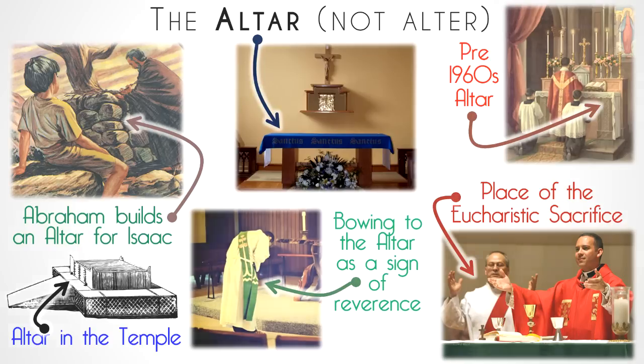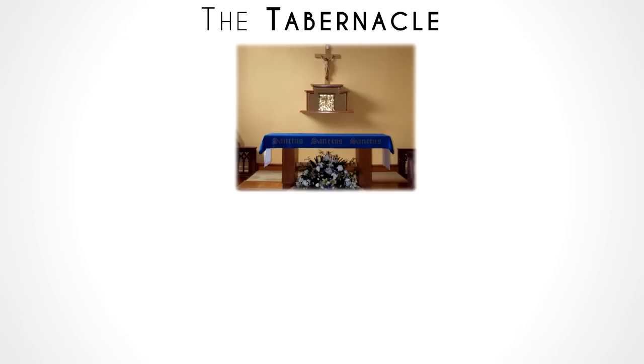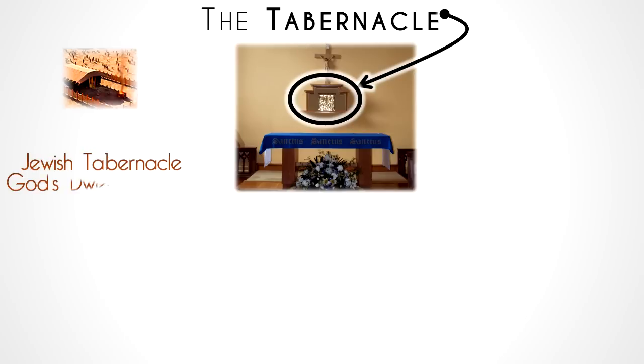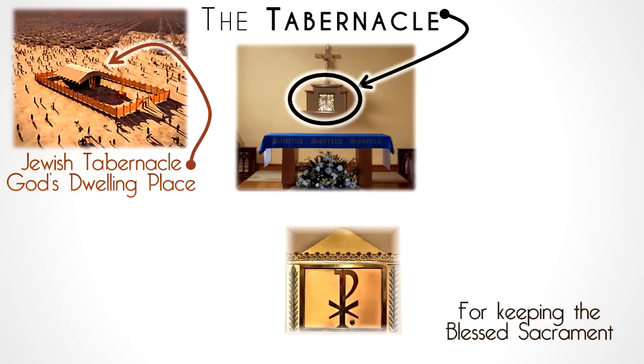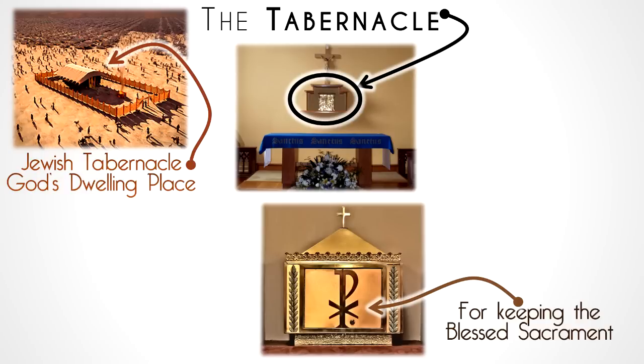Also on the sanctuary, normally behind the altar, is the tabernacle. This is a small compartment for storing the consecrated hosts after Mass. In the Old Testament, the word tabernacle referred to the tent in which the Jews believed the presence of God dwelt with them as they travelled to the Promised Land. For Catholics today, the storage of the Blessed Sacrament in the tabernacle represents the presence of Christ in the church.